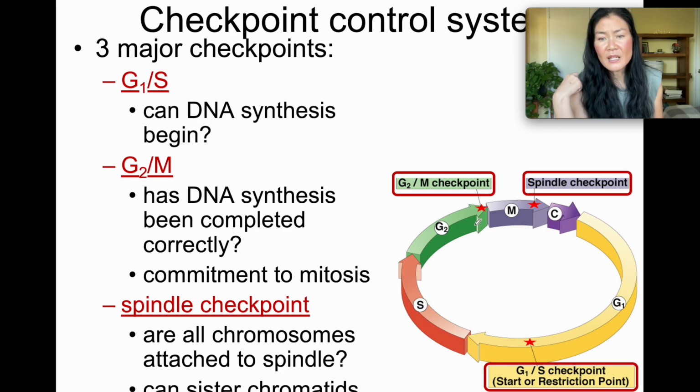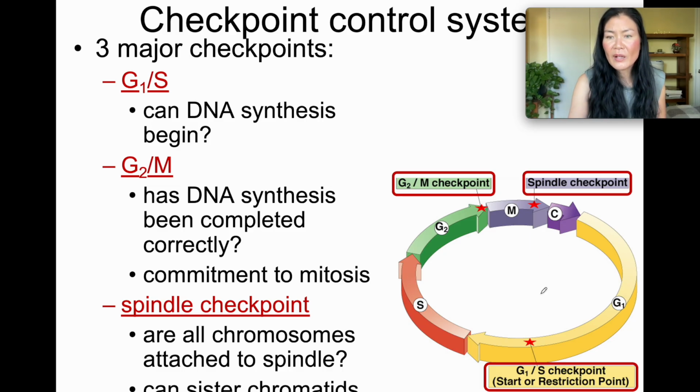And in the G2/M checkpoint, has the DNA been completely synthesized? At that point, if there is a go signal, then it's going to be committed to mitosis. And in the mitotic checkpoint, are all the sister chromatids attached to the spindle? Can the sister chromatids separate correctly?